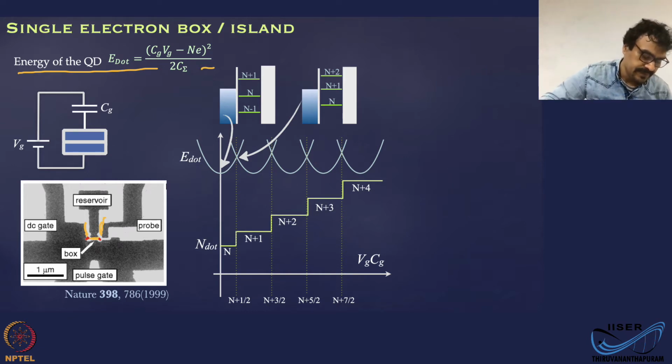Now, this is the story of the single electron box, where you get a step-like behavior in the total charge, and each step corresponds to charging one electron at a time. Okay, adding one electron at a time. You are going to take the charge state of this island, n plus 1, n plus 2, and so on, sequentially.